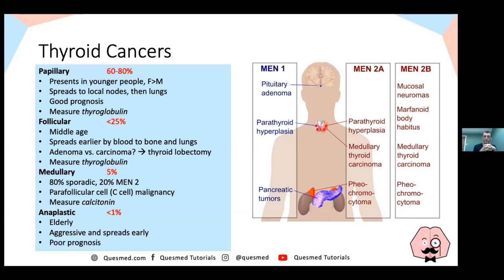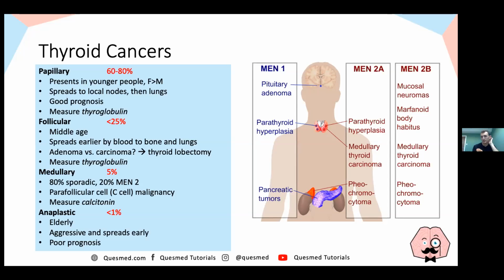The next most common is medullary, which was the right answer in this case. Now, the majority of medullary thyroid cancers happen sporadically, but about 20% of them are associated with MEN2, which is what I was talking about just now. And this is a cancer of the parafollicular cells in the thyroid gland, or the C cells, and they're the ones that secrete calcitonin. So that's why we measure calcitonin.